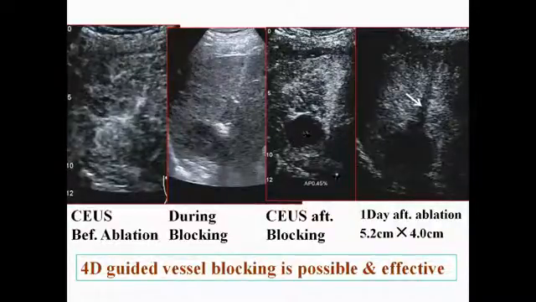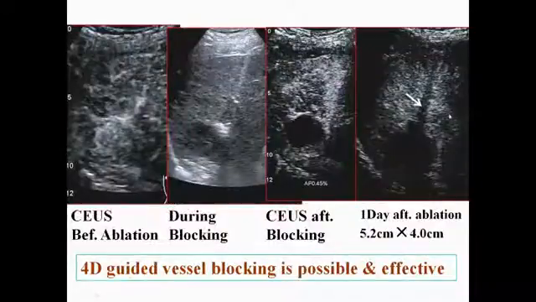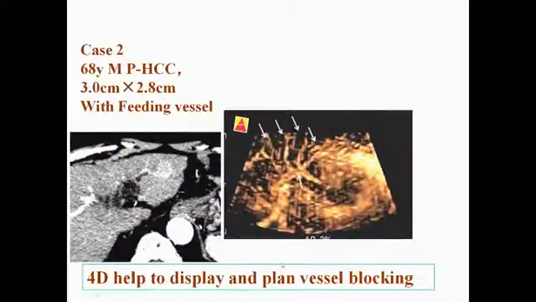And then after that, we puncture with one puncture needle. So we get one ablation. The size is 5.2. It's much bigger than before by using one single puncture. So the contrast ultrasound, especially the 4D, its guidance of the vessel blocking is possible and useful.